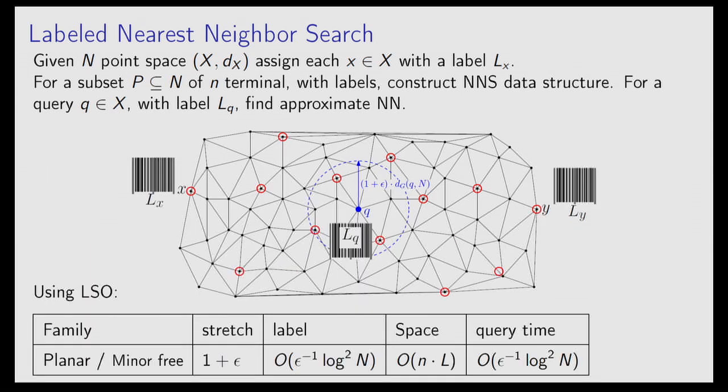And now, using this LSO, we'll be able to construct nearest neighbor search where the label size is epsilon to the minus something times log squared n. This is exactly the number of orderings in the LSO. By the way, I'm counting here words, not bits. If you want to count bits, you need to add another log n. And the stretch will be 1 plus epsilon. The space is simply n, the number of terminals, times the size of the labels. So you essentially only store the labels. And the query time is, again, very fast.